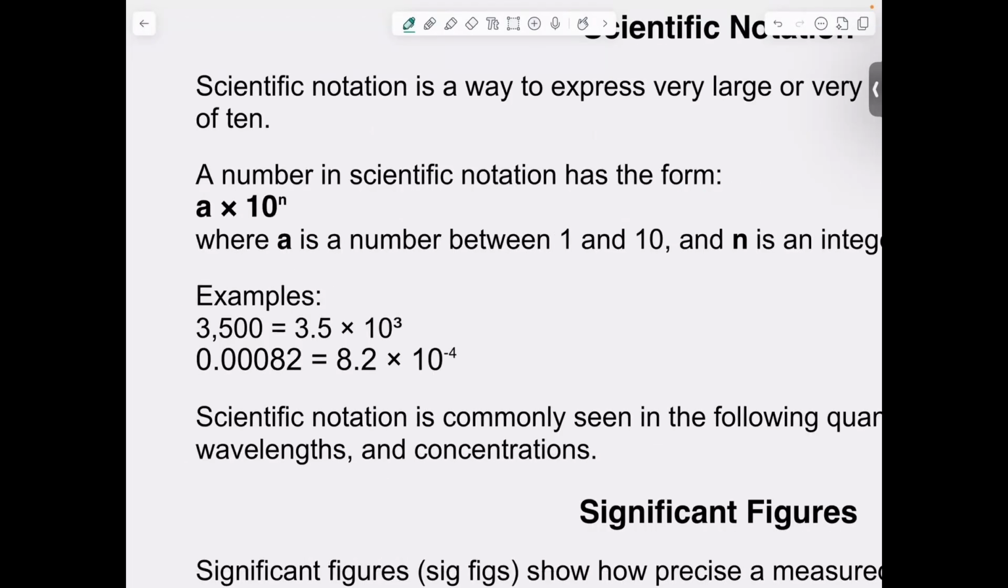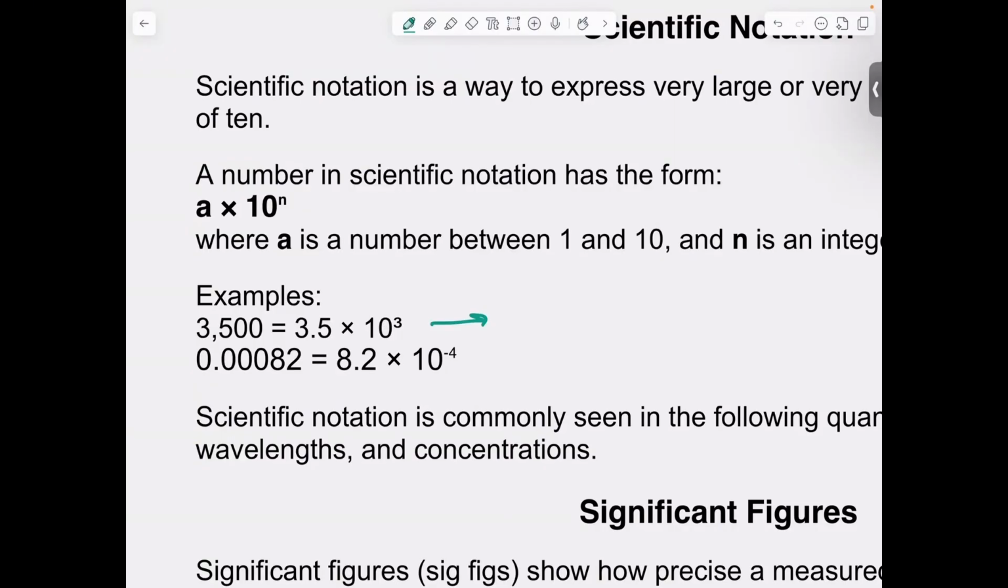Take the first example here. We have 3,500 and we want to put it into scientific notation. Before I move on, just remember we have some examples to work on, and we'll do both types: scientific notation to regular numbers, and then regular numbers out to scientific notation. So no worries, plenty of practice.